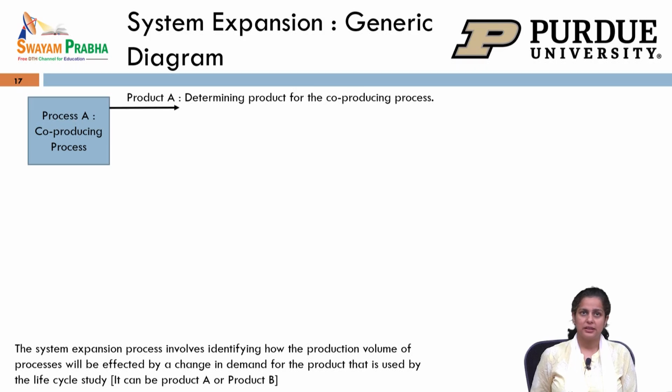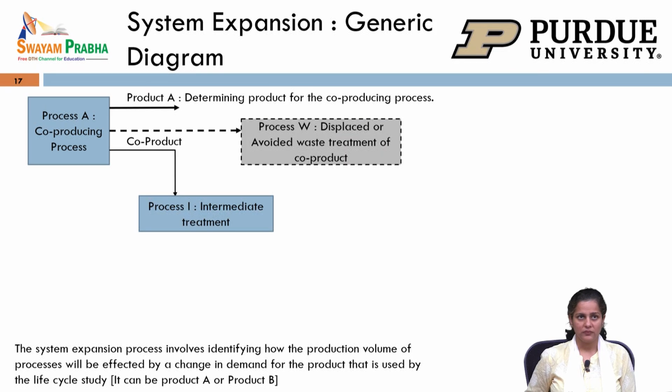So, let's understand all of this through a generic diagram. So, let us say we have a process A which is a co-producing process or it is a joint production. So, we are making product A which is the determining product for the co-producing process. So, this is the product that we are interested in to actually make for study in our LCA. In this case, your co-product is actually going to process 1 which is the intermediate treatment. And it is also, since we have an intermediate treatment, we are displacing or avoiding waste treatment of co-product.